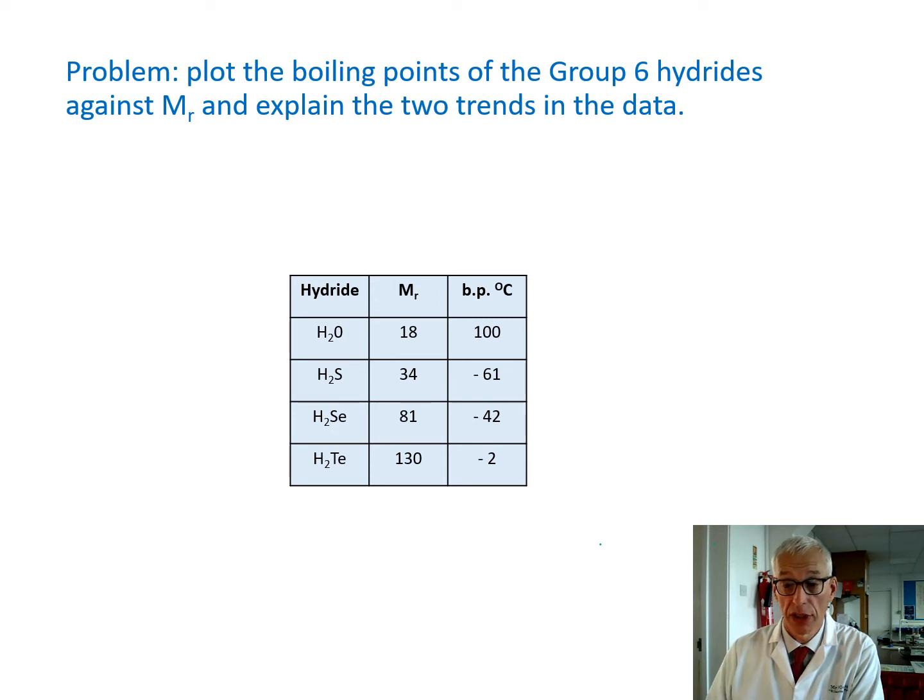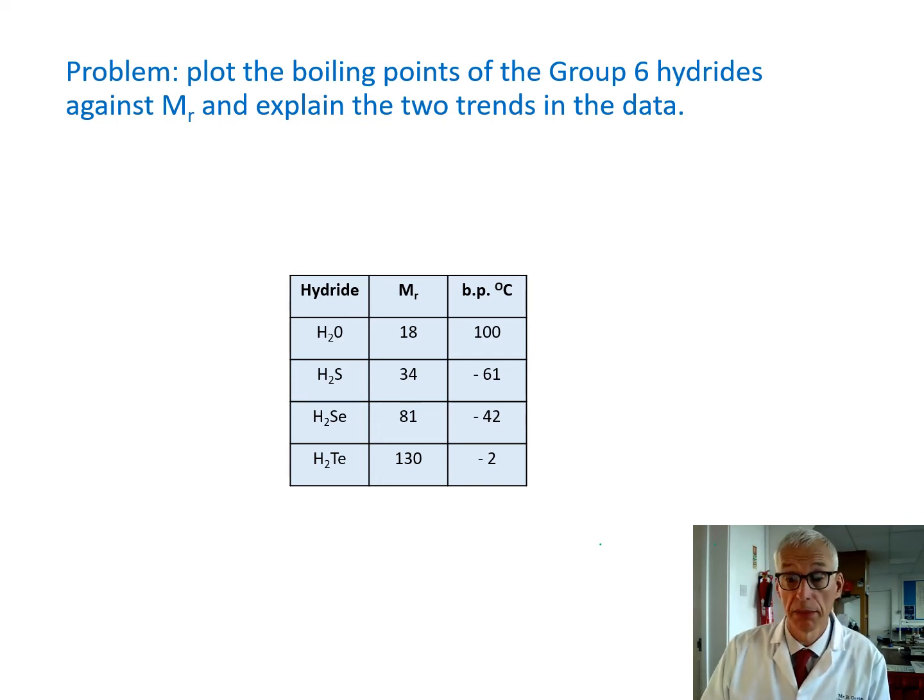Let's look at the evidence for hydrogen bonding being the strongest type of intermolecular force, and that can clearly be seen if you plot the boiling points of the group 6 hydrides against their relative molecular mass. So pause the video, plot that data, and then try and explain the two trends that are seen. Come back when you're ready and check against my explanation.